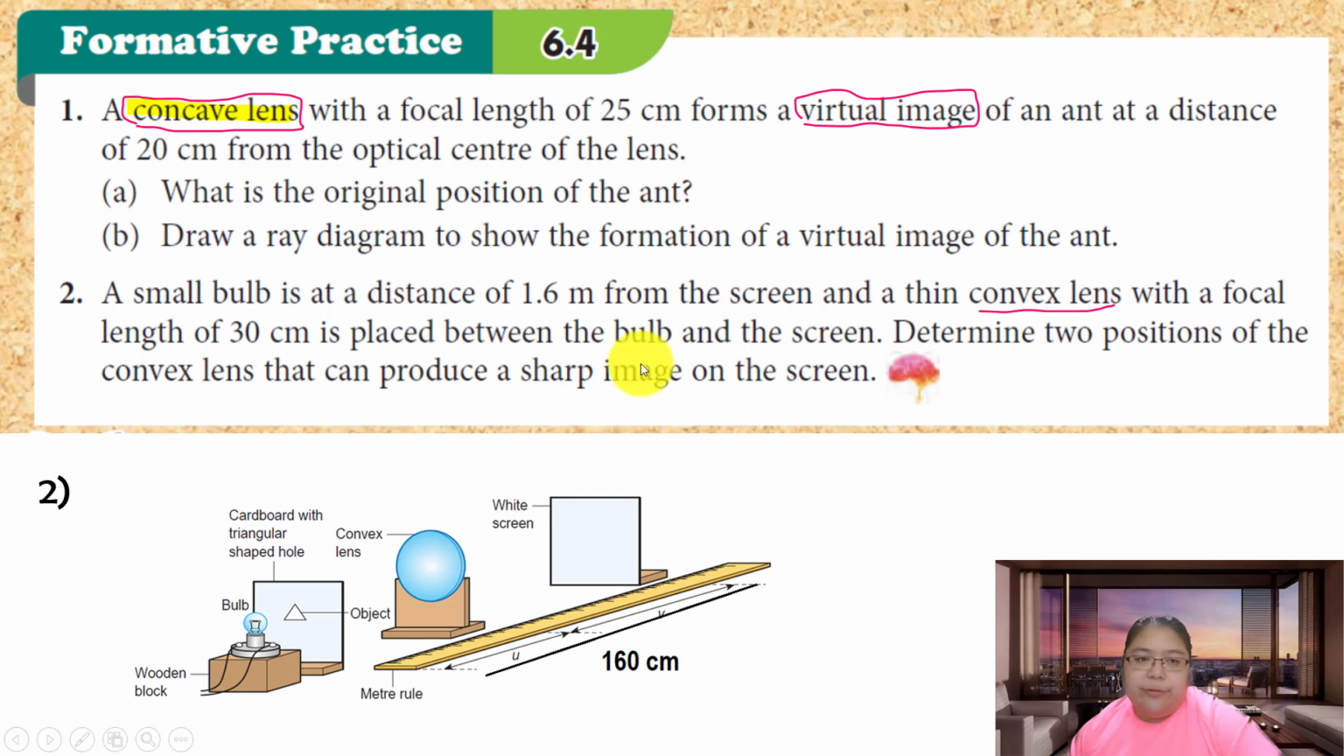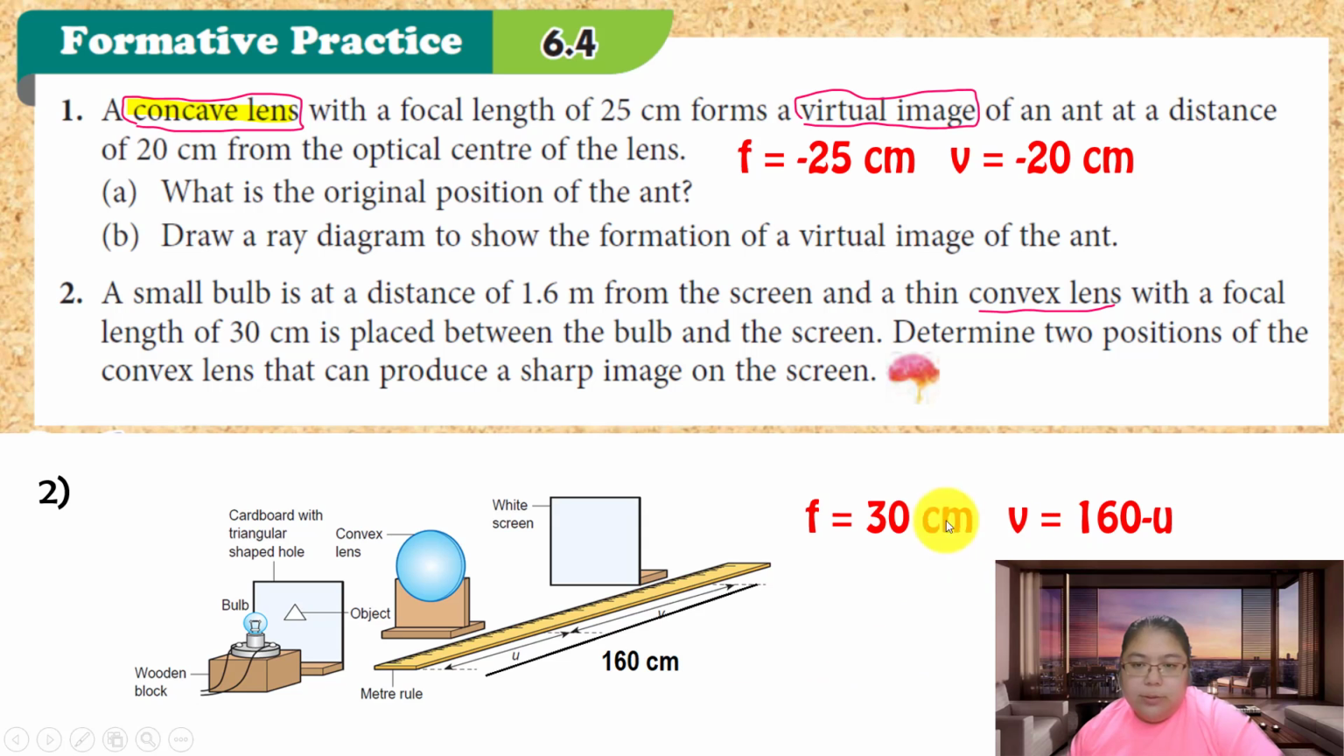1.6 meter is from the bulb to the screen. So I show for you: from the object until the screen, 160 cm. This one is a convex lens, so the focal length is positive. Still the info: f is 30 cm. Then v, how much is v? v is 160 minus u. Agree or not? Because overall it is 160, so if you want to find v, it must be 160 minus u. So that means you need to find what u is first.